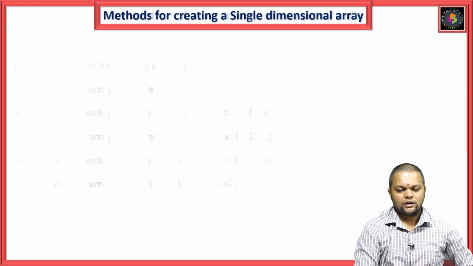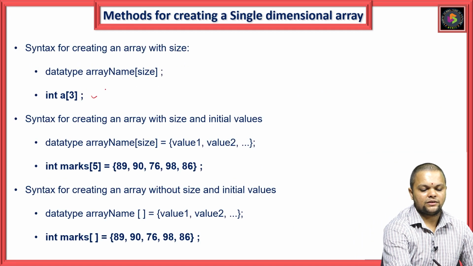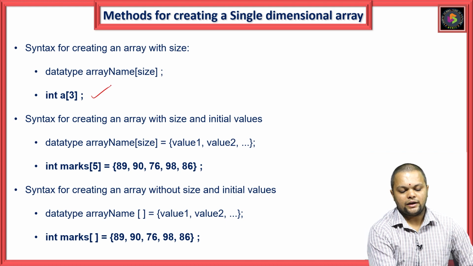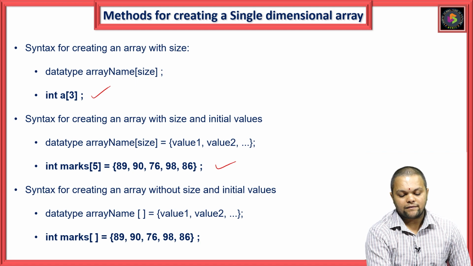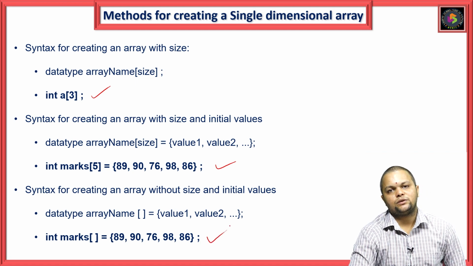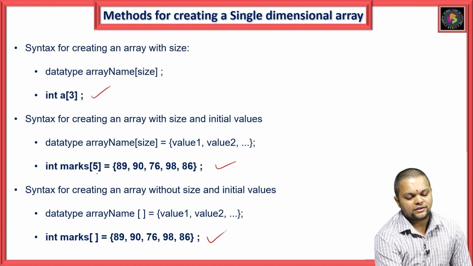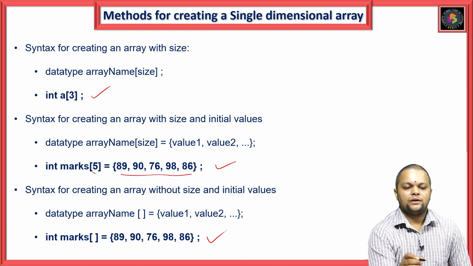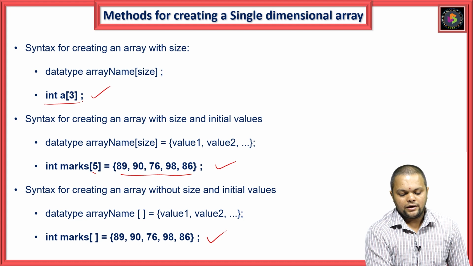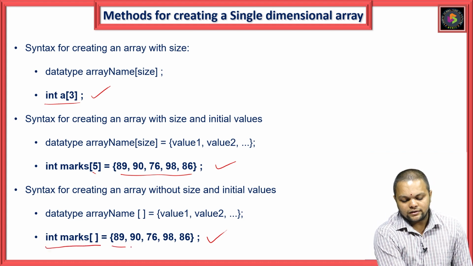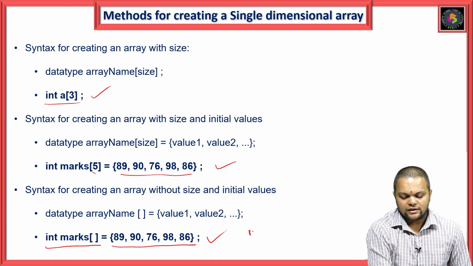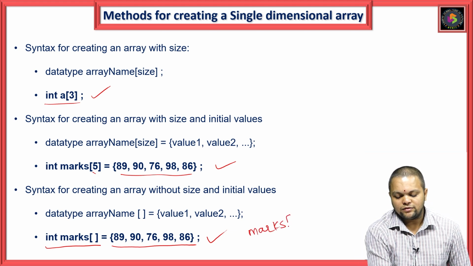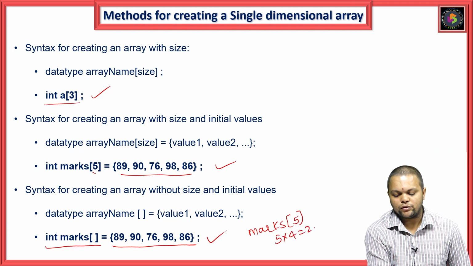After this, you can have an example here. As we have seen, int A[3], and you can have int marks[5]. There is array with size as well as initial values, and array without size but with initial values. In the first, size is given and initial values are given. In this one, just an array declaration is given. In this one, no size is given, only the initial values. So the size of this marks array will be 5 and the total memory size will be 5 into 4, which is nothing but 20 bytes.